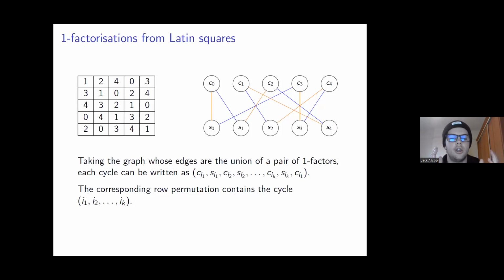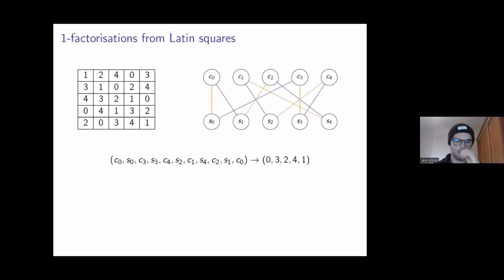And so it's clear that this row permutation is going to be a full cycle permutation if and only if the graph whose edges come from those two one factors is a Hamiltonian cycle. And so the Latin square is going to be Row-Hamiltonian if and only if this one factorization is perfect.